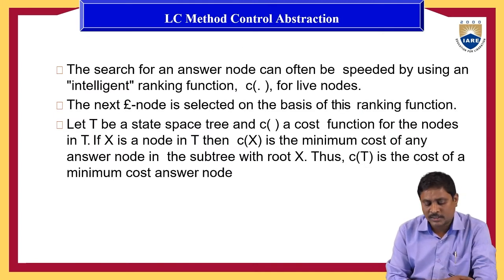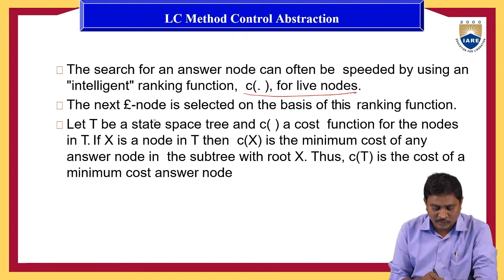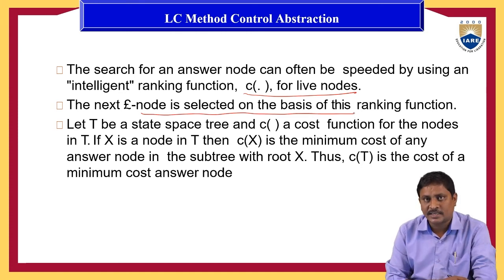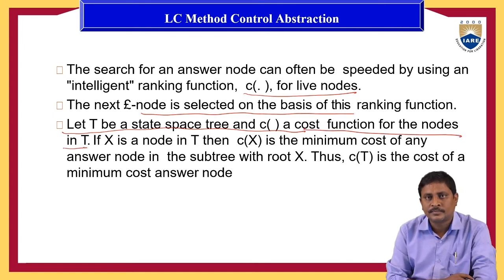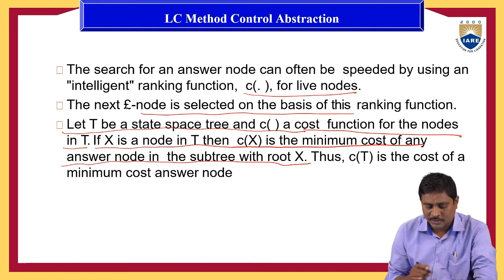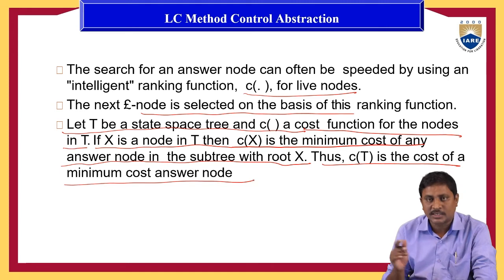Now, least cost method control abstraction. The search for an answer node can often be speeded up by using an intelligent ranking function C cap for live nodes. The next E node is selected on the basis of this ranking function. Let T be a state space tree and C a cost function for the nodes in T. If X is a node in T, then C of X is the minimum cost of any answer node in the subtree with root X. Thus, C of T is the cost of the minimum cost answer node.